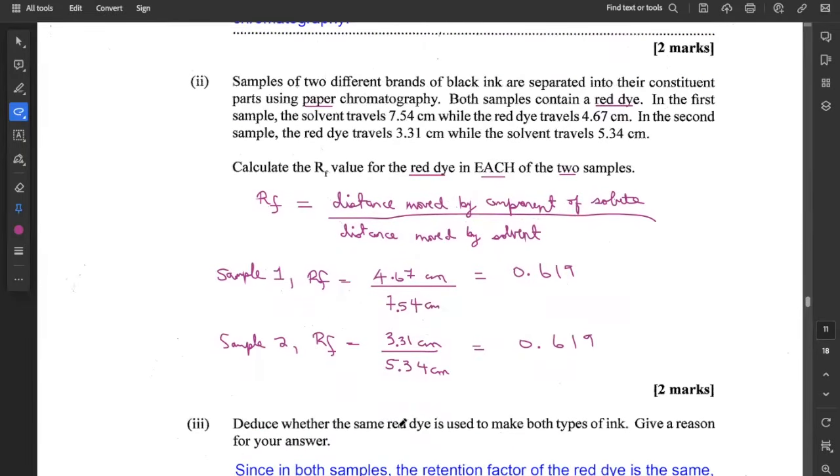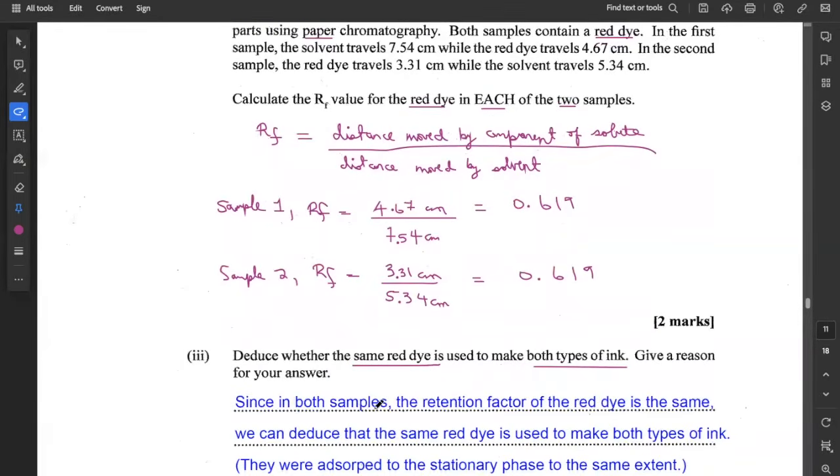So deduce whether the same red dye is used to make both types of ink. Remember, we're looking at 2 different brands of black ink, right? And they're separated into their constituent parts. So can we say that the same red dye is used to make both types of inks? That's true. And why?